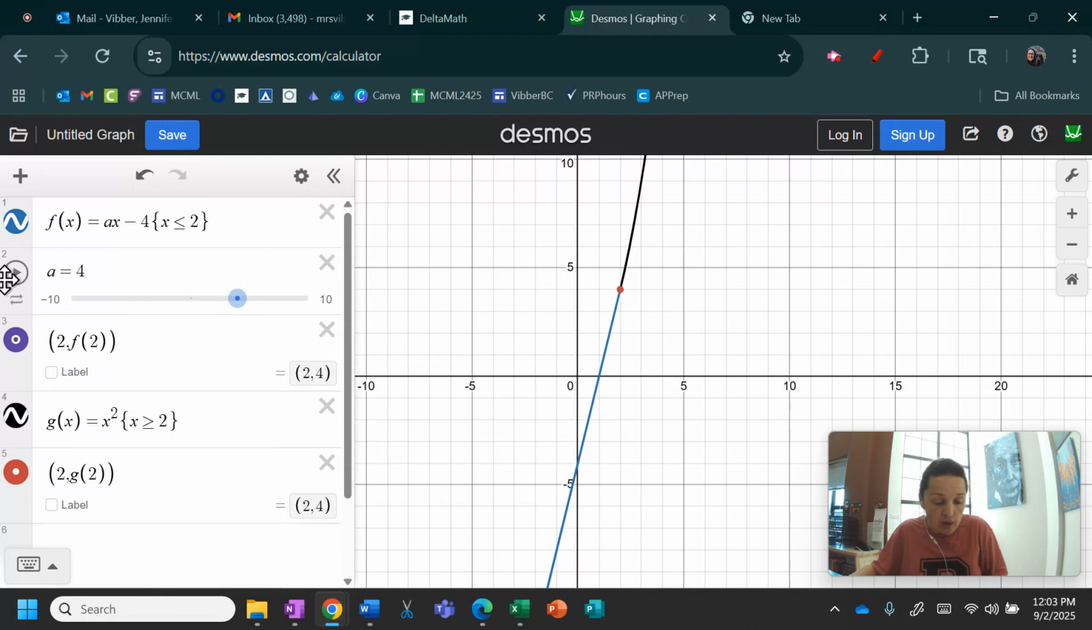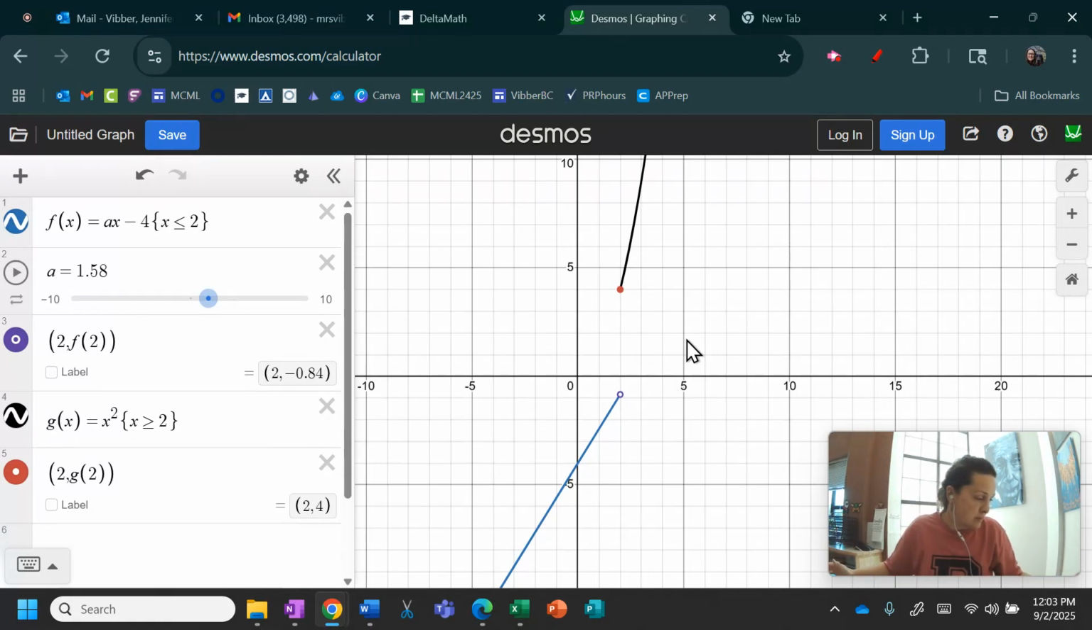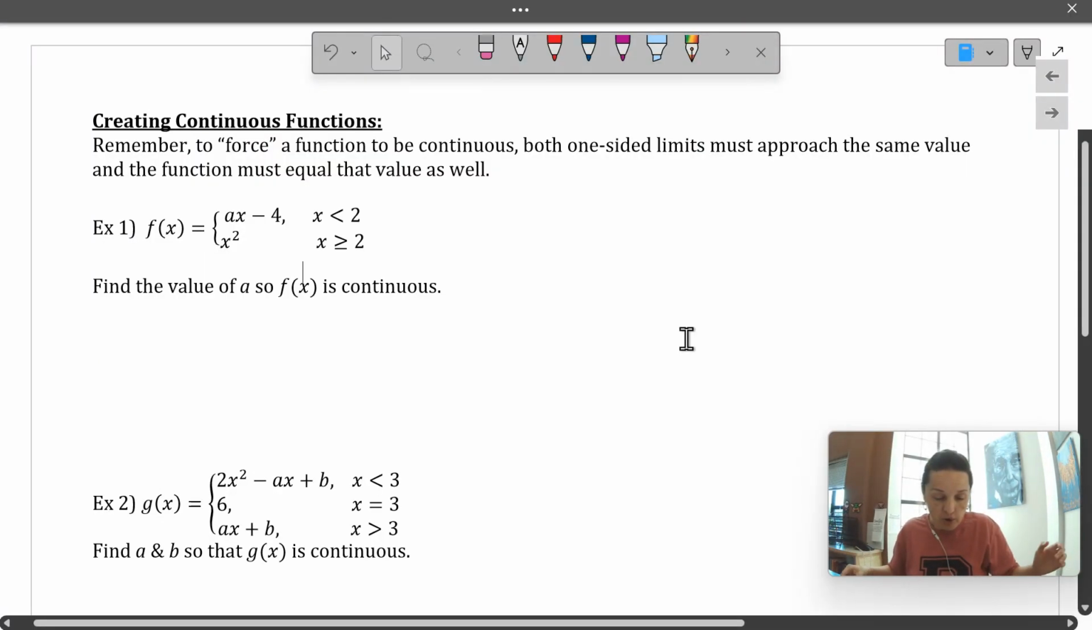That's kind of cool. But graphically, that's what we're doing right now, is we're saying I have a line and a parabola and I want them to touch. How's that going to happen? Back to the notes we go.